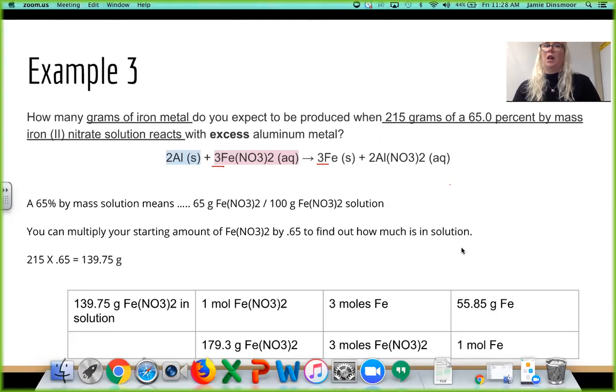But step 1 is to write what you know from the equation. We know we're looking for grams of metal. We know 65% mass solution of the iron 2 nitrate, and we know that aluminum is in excess. Step 2 is going to be figure out percent by mass or molarity.